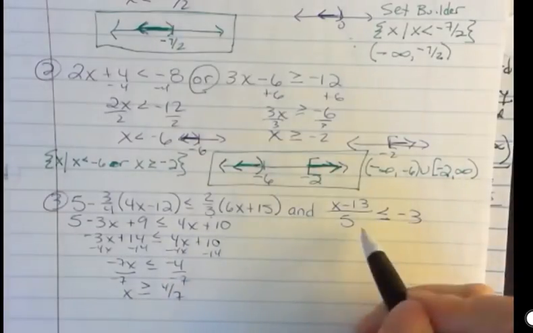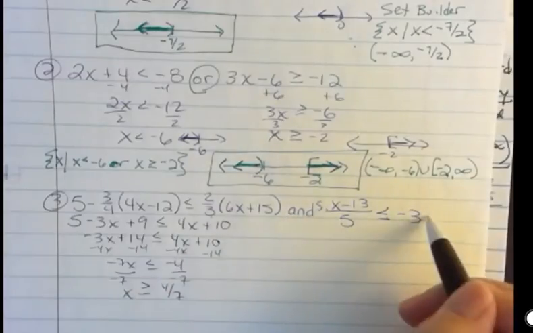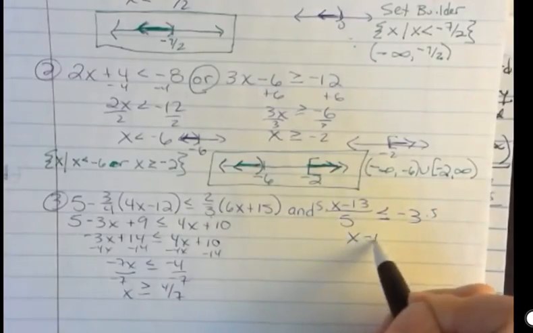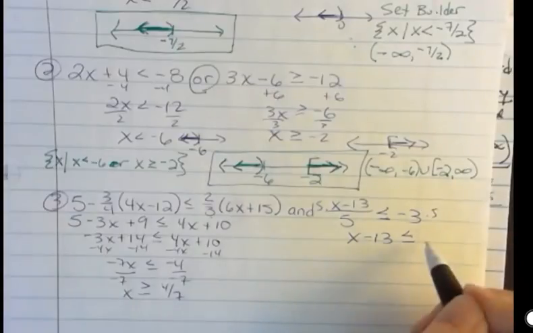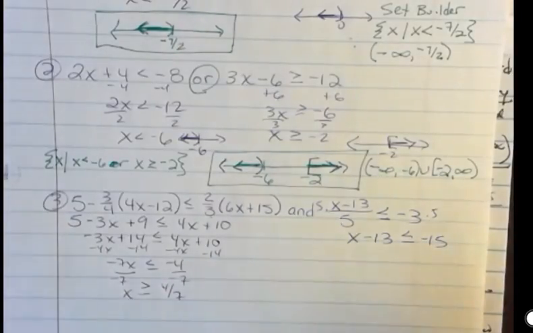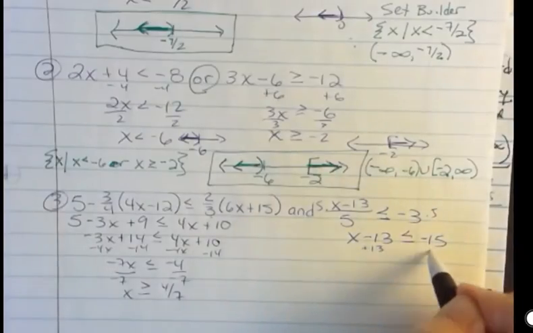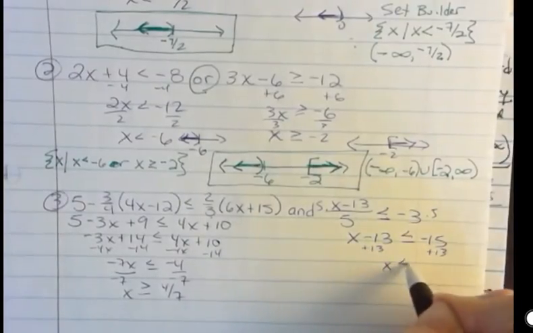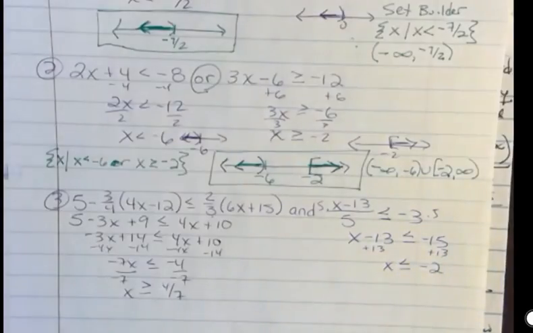Now over here, I'm going to just multiply both sides times 5, and I get x minus 13 is less than or equal to negative 15. I multiplied by a positive, so I didn't reverse the arrow. Then I'm going to add 13 to both sides, and I get x is less than or equal to negative 2. Now this time I have an AND statement.